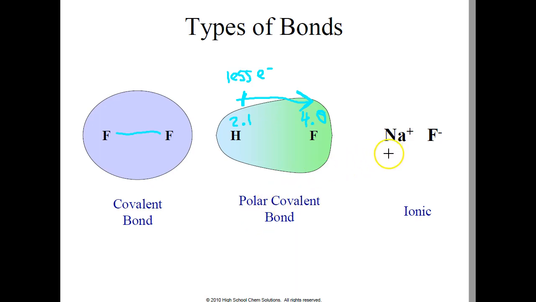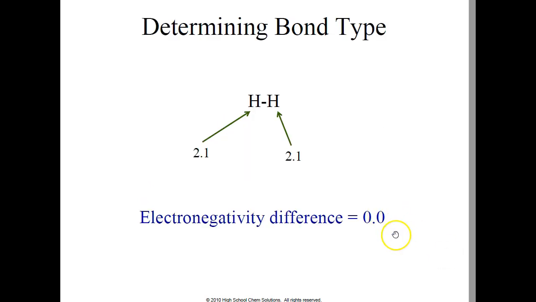If we look at sodium and fluorine, sodium has a 0.9, and then fluorine has a 4.0. That's a difference of 3.1. So that is ionic. Fluorine actually took sodium's electron. So now fluorine is completely negative, and sodium is completely positive. All right, let's look at some other examples. Hydrogen and hydrogen. 2.1 and 2.1. So that's a difference of 0. So a difference of 0 gives us a nonpolar, completely covalent bond.